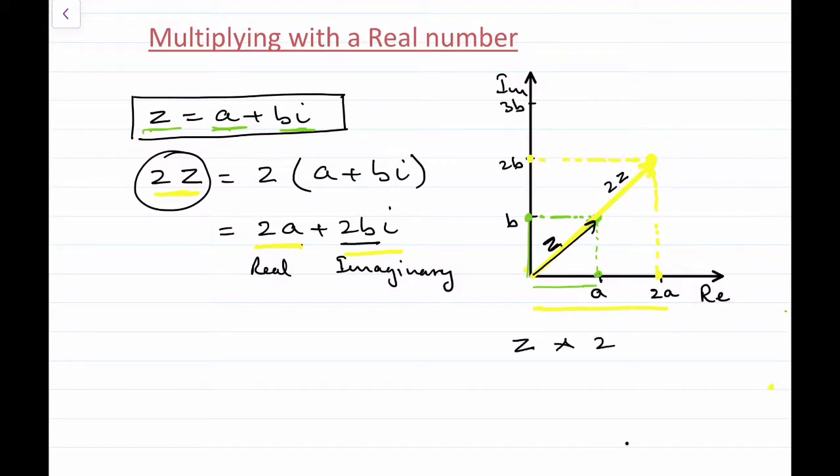As you can see, both z and 2z are collinear here. So when we multiply a real number with a complex number, we get two collinear complex numbers. Now let's multiply with i.